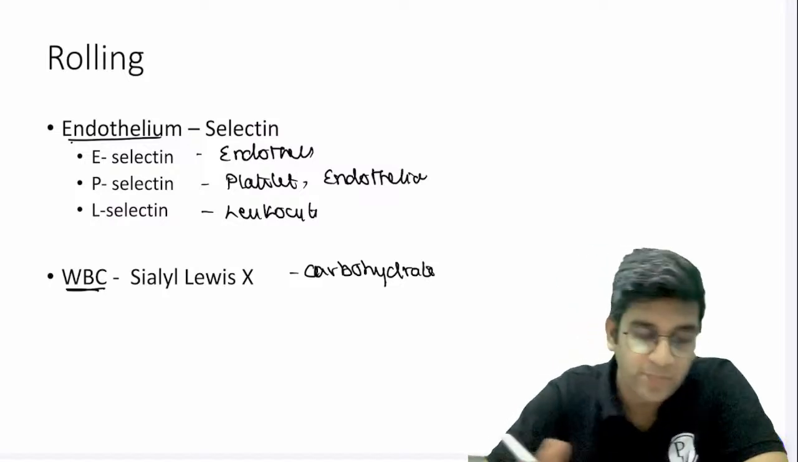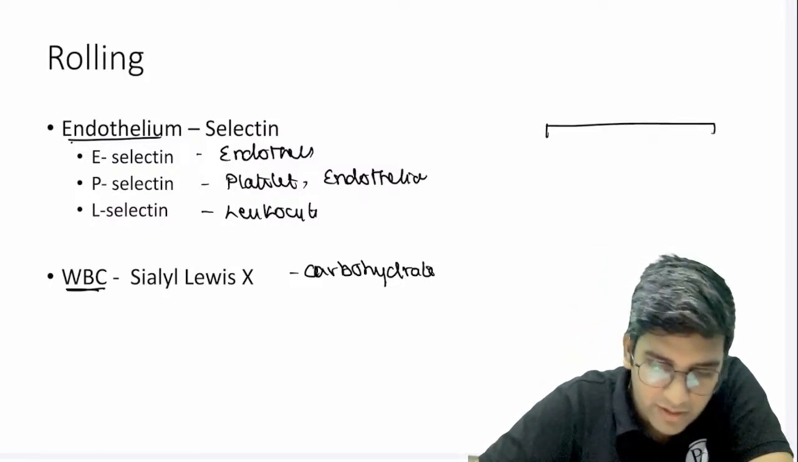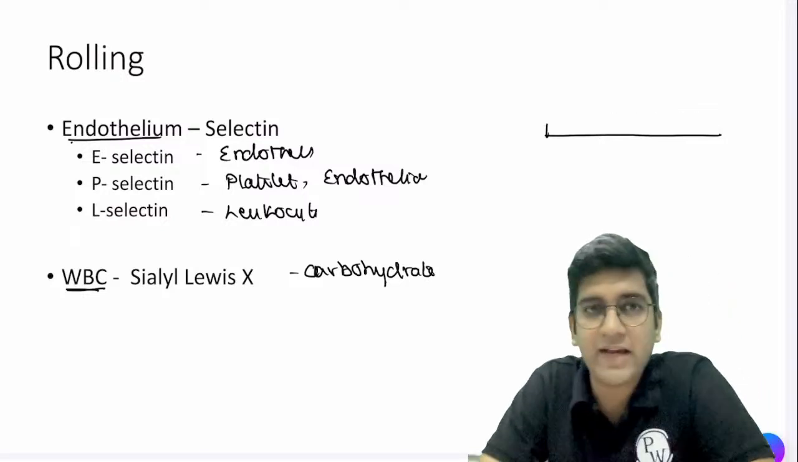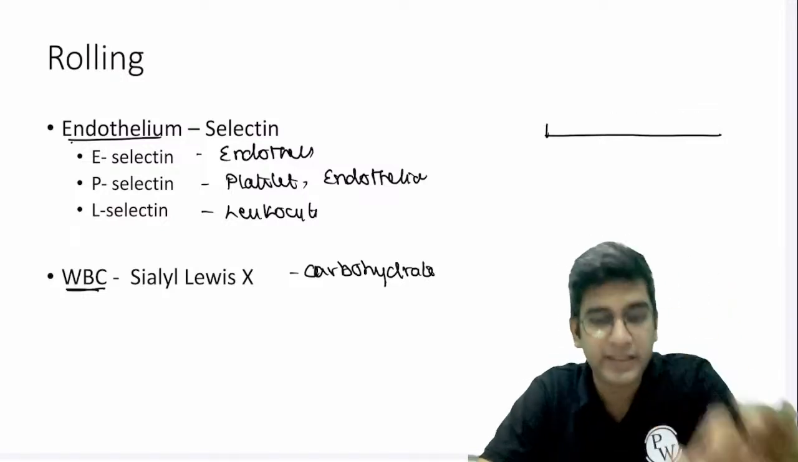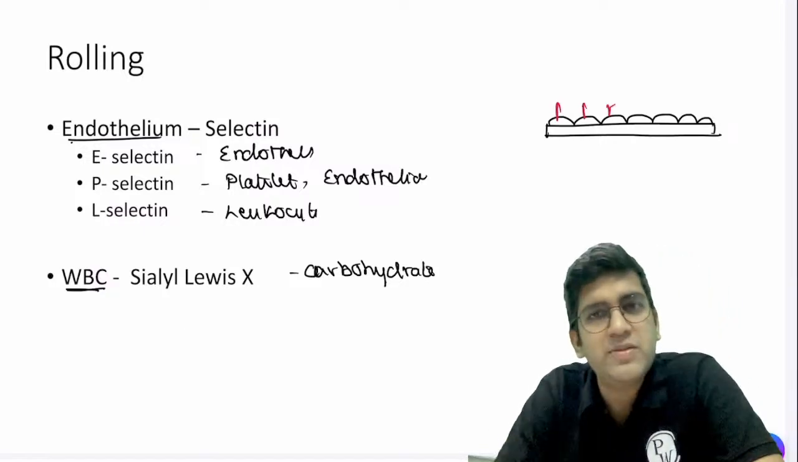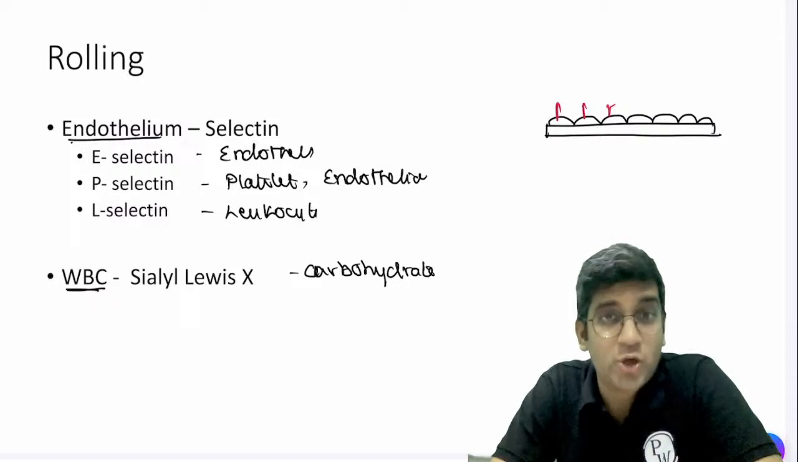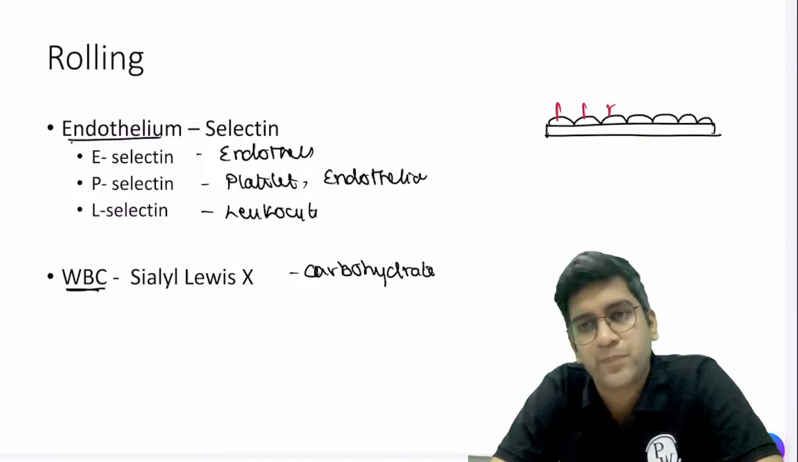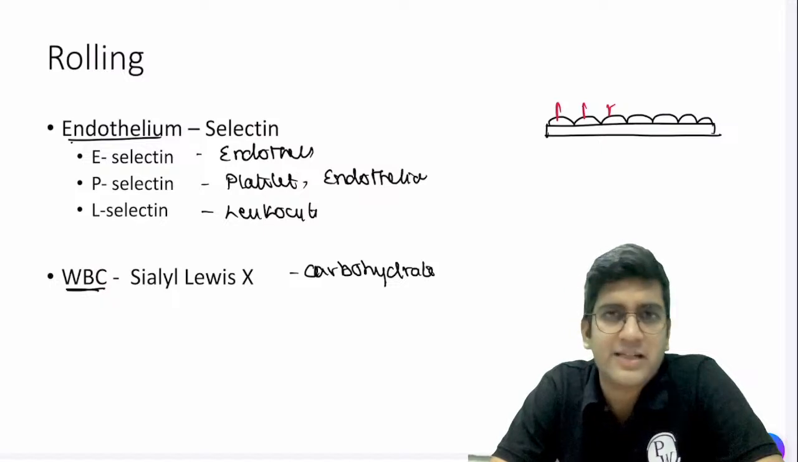Fine. Now, when I have an endothelium like this, just think carefully and tell me: let's assume that even in a normal endothelium, I have selectin here. Is there a possibility a WBC can stick to it? If in a normal endothelium you have selectin, is there a possibility a WBC can stick? Definitely there is a slight possibility, right?